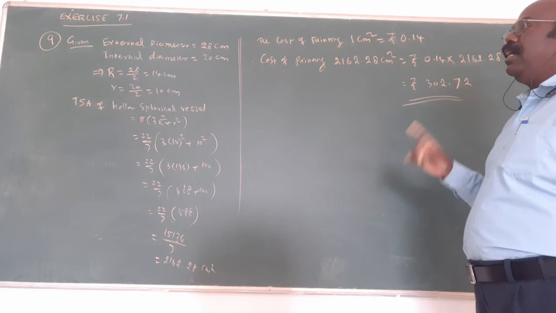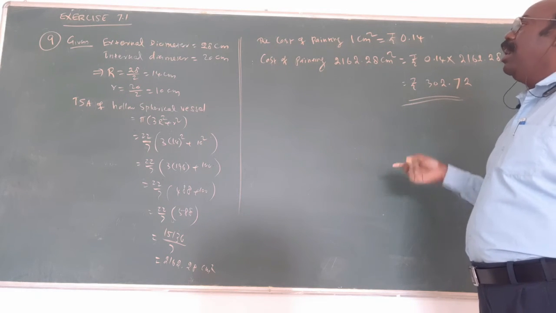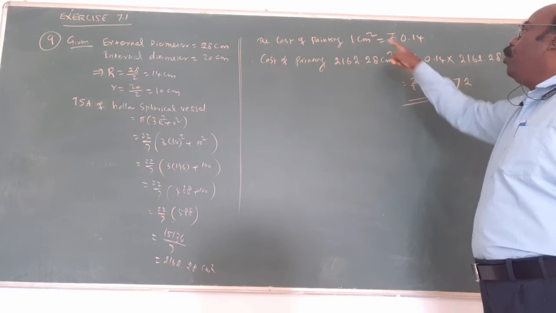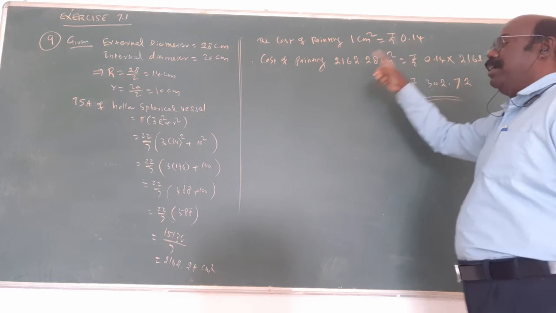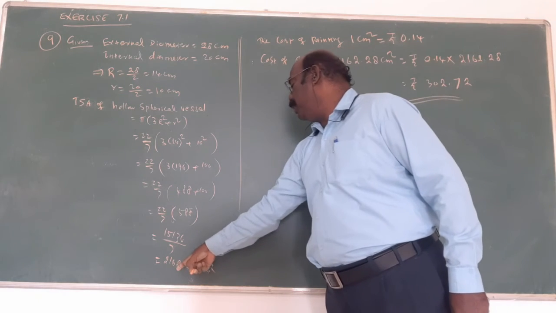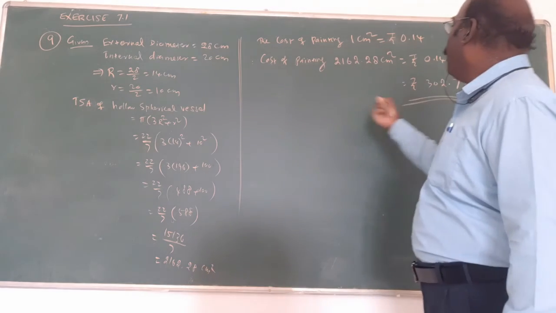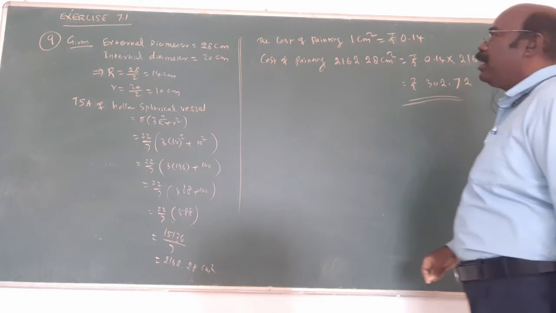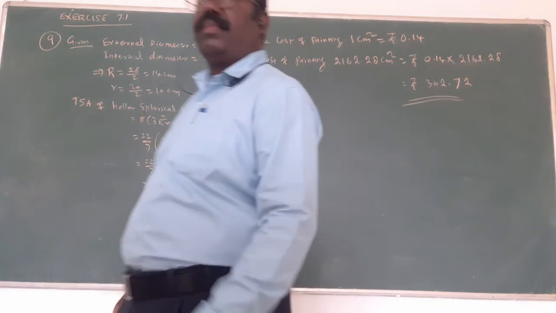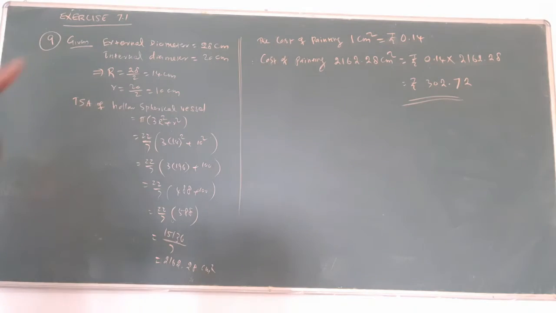First find the total surface area. The cost of painting 1 centimeter square is given, and we already found 2162.28 centimeter square. Multiply by 0.14, and we get the answer, the total cost of painting.